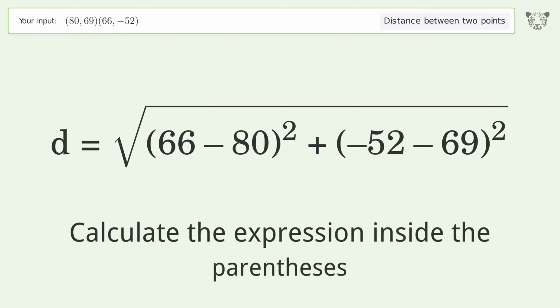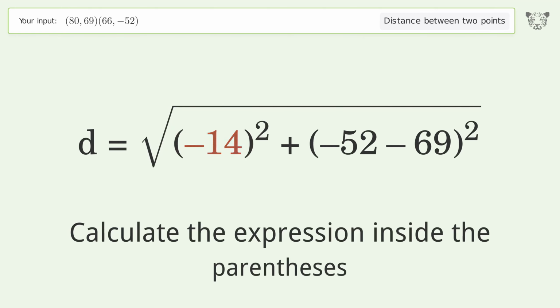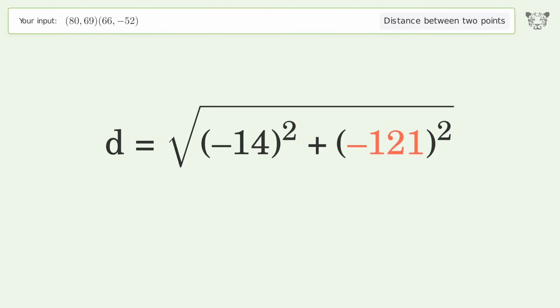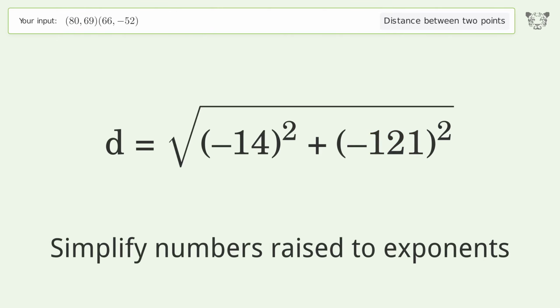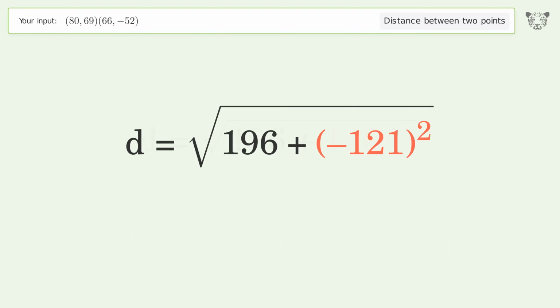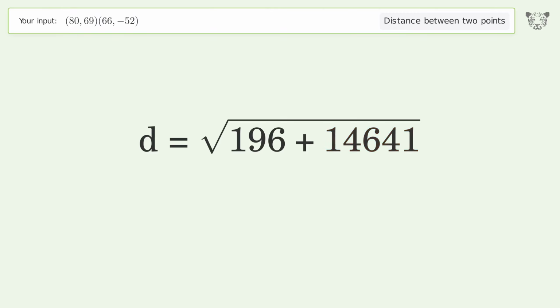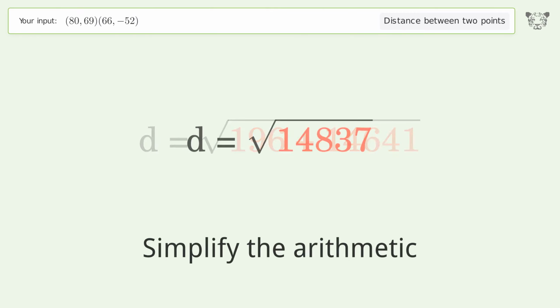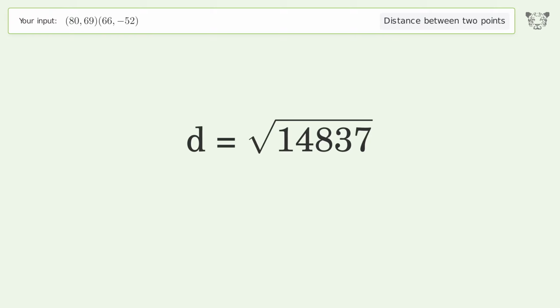Calculate the expression inside the parentheses. Simplify numbers raised to exponents. Simplify the arithmetic. And so the distance between the 2 points is the square root of 14,837, or 121.807.